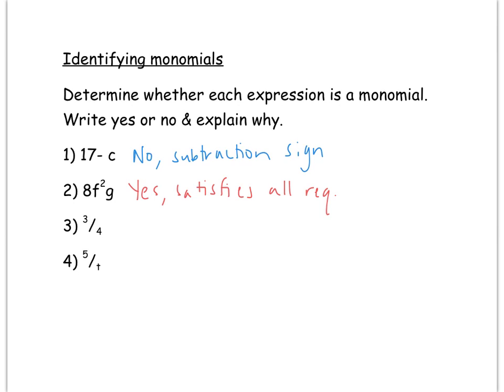Okay, number 3, 3/4. This would be a monomial, and we can clarify it even further, and we can call it a constant. And again, a constant is just a number, and it can be a fraction, decimal, it can be positive, and can be negative. Okay, and 5 divided by t. No, this is not a monomial because of the division by a variable. And again, to be a monomial, you can't have a variable being divided by in the denominator.